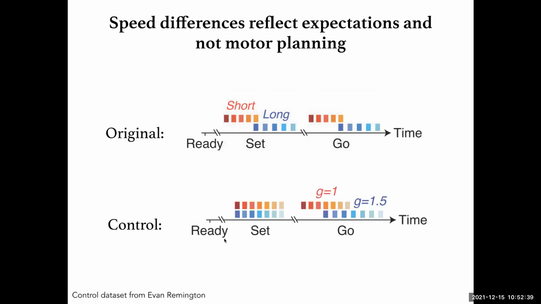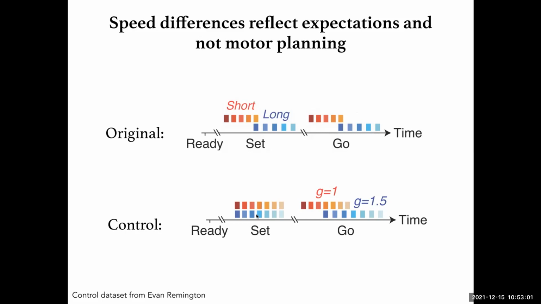So we used a control experiment where we essentially matched the two sample distributions across the two conditions. But in one condition, we asked the animal to produce 1 time the interval that was measured. And in the second condition, we asked the monkey to multiply this measured interval by 1.5.